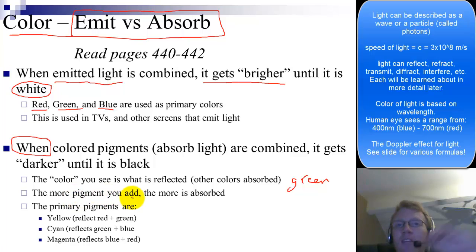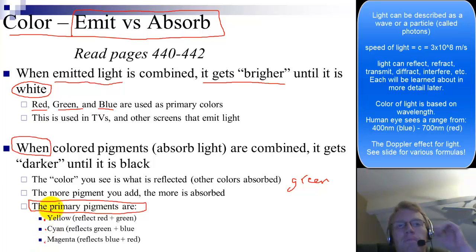And the more pigments you add, the more different colors you add, like the more paint that you add together if you're painting a picture, the darker it gets. And the reason is because every time you add a color, you're absorbing more and more of the light, allowing less and less to be reflected. So when you add more and more pigment or paint, your paint is going to get darker and darker and eventually be black. Whereas if you add more and more sources of light, it's going to get brighter and brighter and eventually become white. So your primary pigments are the opposite of the primary colors. The primary pigments are the yellow, the cyan, and the magenta, because each of those only absorbs one color.